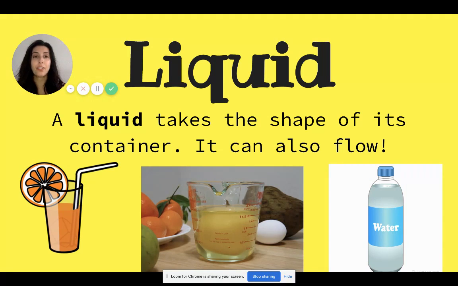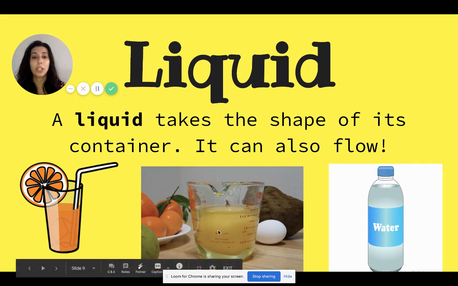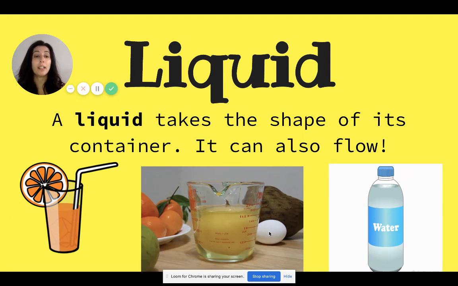Liquid is another state of matter that we'll be talking about. A liquid takes the shape of its container. It can also flow. So some examples are juice, or chicken broth, or water. All of these examples, they take the shape of their container and they can flow.